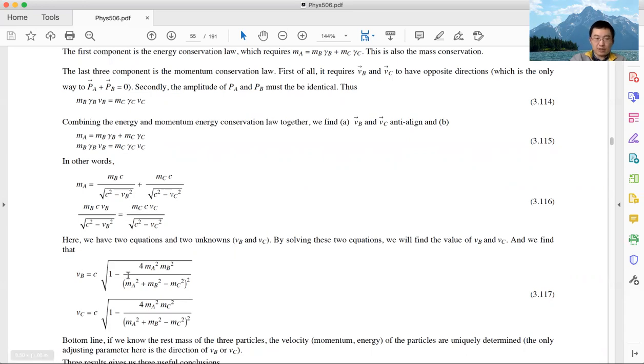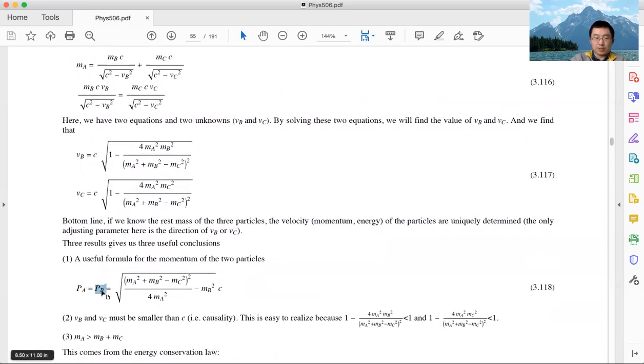We now have the values for VB and VC. We just need to plug in the value of VB here, or plug in the value of VC on this side. Then we'll get the momentum of particles B and C. Sorry, this will be PB equals PC equals this expression. So after this decay, we know the amplitude of the momentum of the two particles. It only depends on the rest masses and the speed of light.